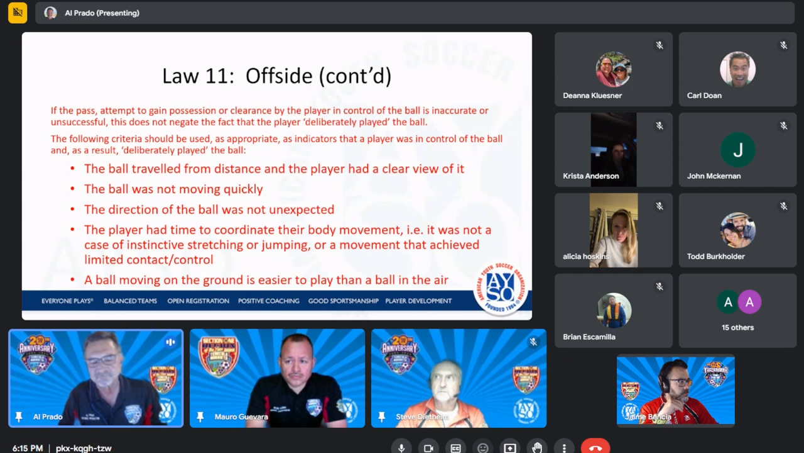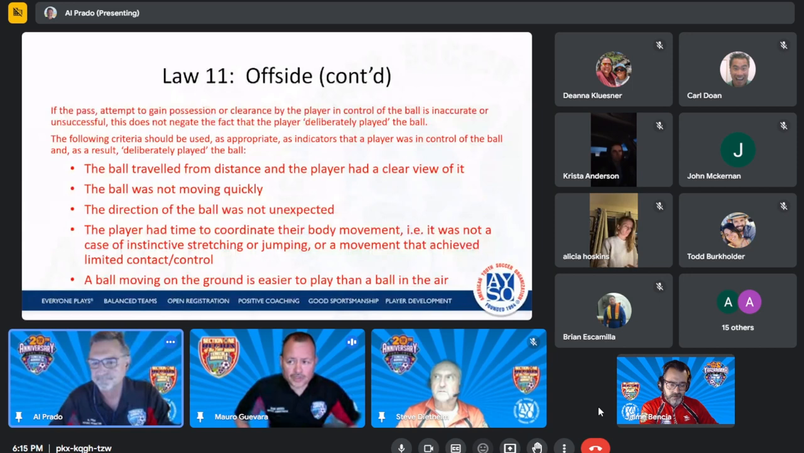A little more in 12U, but this is more impacting the older kids who actually have the skill level and talent to play the ball. But in 10U, if you're doing a regional 10U match, just be aware that this is the law, but offside is offside. Yep. Everybody okay with that? Any questions on that one? Because I'm leaving Law 11, and this is kind of a tricky one.